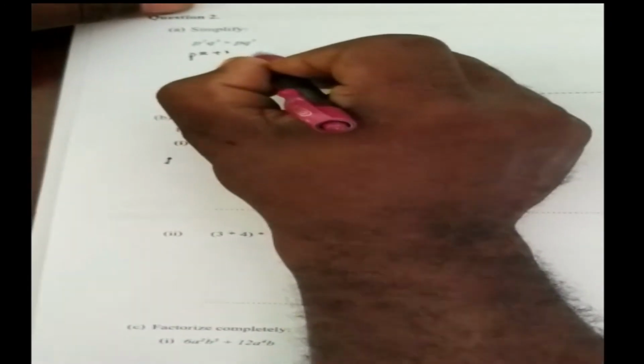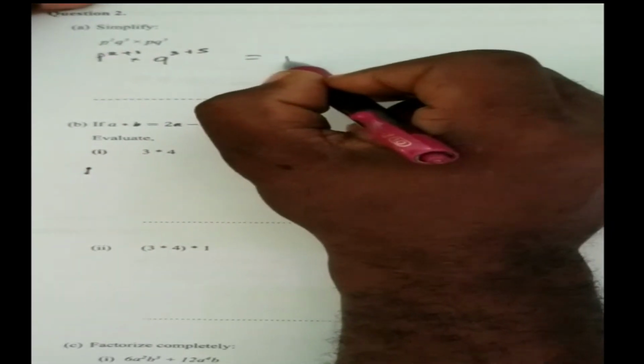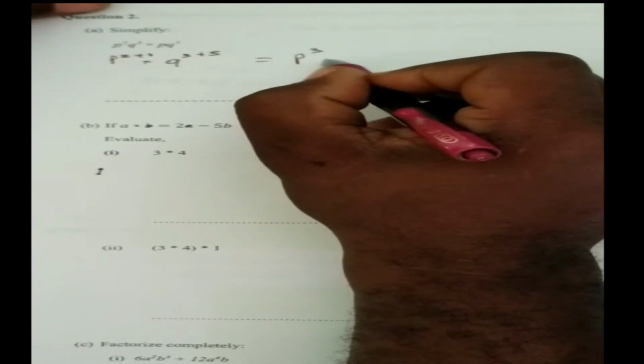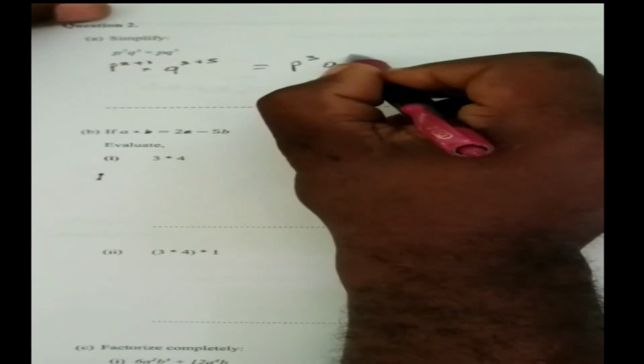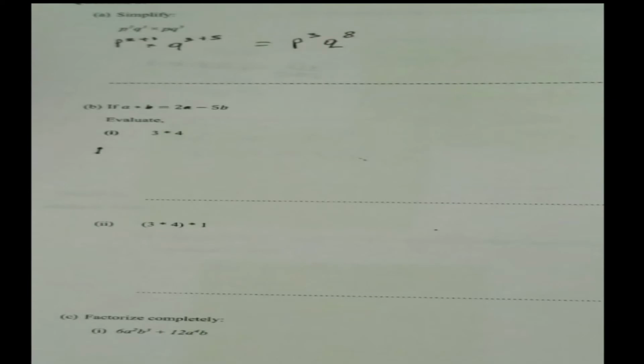So we have p squared plus p to the first power, and we have q cubed multiplied by q to the fifth. In all, we will have p to the third times q to the eighth. That's simply how it's done. We're multiplying them, we see that they have the same base, so we add the powers and keep the same base.